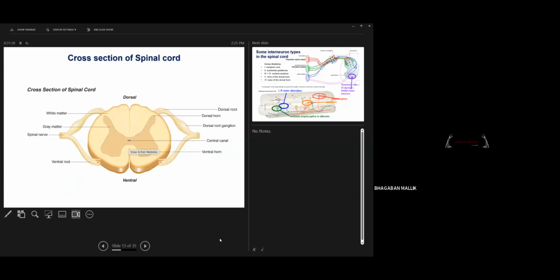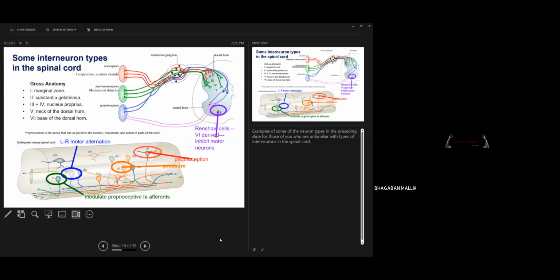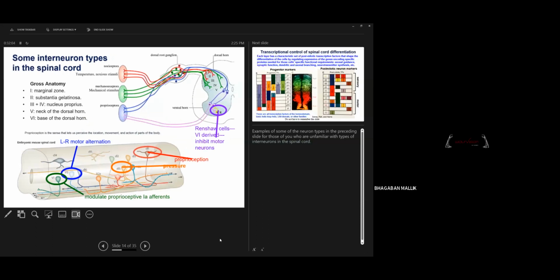I will be talking a little bit about different neuronal cell types in the spinal cord. Before that, I just want to highlight what the anatomy of the spinal cord looks like, the cross section of the spinal cord. So this is how it looks. You have a dorsal side and a ventral side, and you have the ventral horn, this is called the ventral horn, and you have the dorsal horn. Okay, dorsal horn and ventral horn, and you have the central canal. So these are the different anatomical features of the spinal cord.